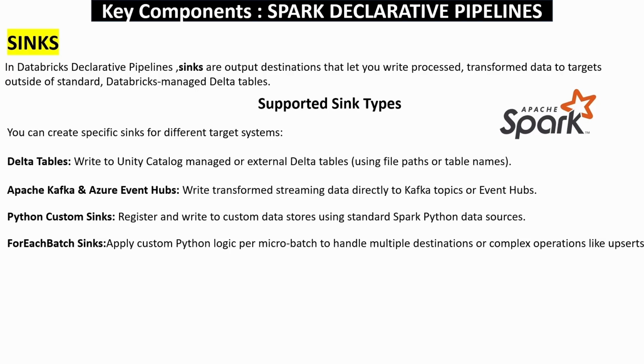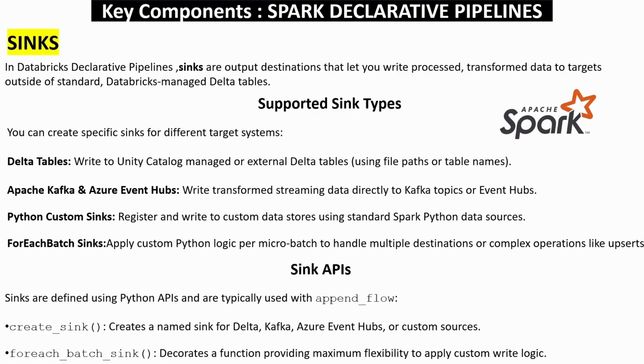If we talk about the supported sink types, obviously Delta Lake, where you can write your data within the Unity catalog as well as outside of the Unity catalog. Then it also supports Apache Kafka and Azure Event Hub, where you can stream data outside of your Databricks environment to any Kafka or any kind of events. Then we can have custom Python sinks as well, where you can store the data within your Spark Python data sources. Then there is foreachBatch sink. This is a very custom-level sink type where you can customize the batch-by-batch operations.